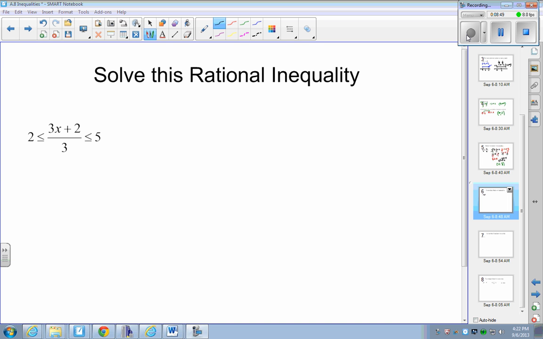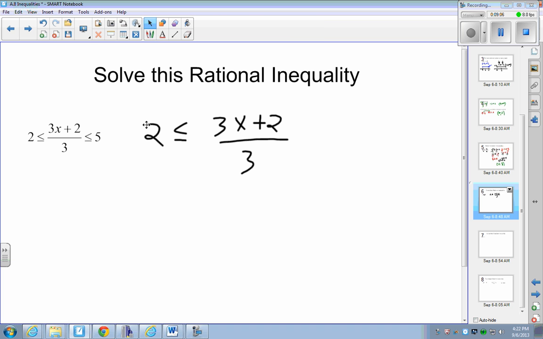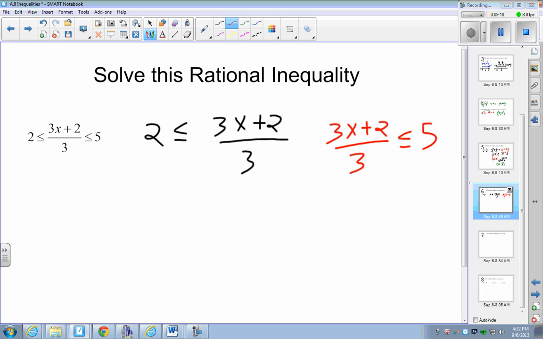Okay, so let's solve this rational inequality. So nobody freak out. This is really pretty simple, and all we're going to do is separate it into 2 parts again. So we'll have 2 is less than or equal to 3x plus 2 all over 3. And then we'll have 3x plus 2 all over 3 is less than or equal to 5. Okay, we separated it into 2 parts.